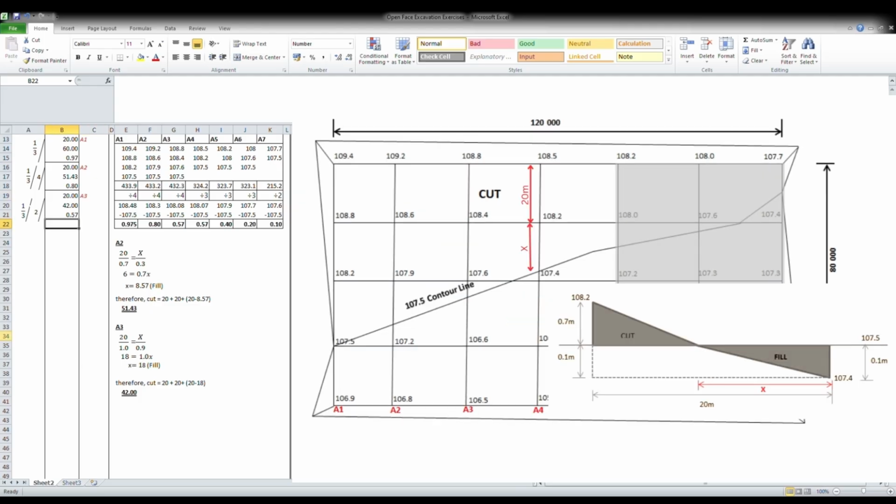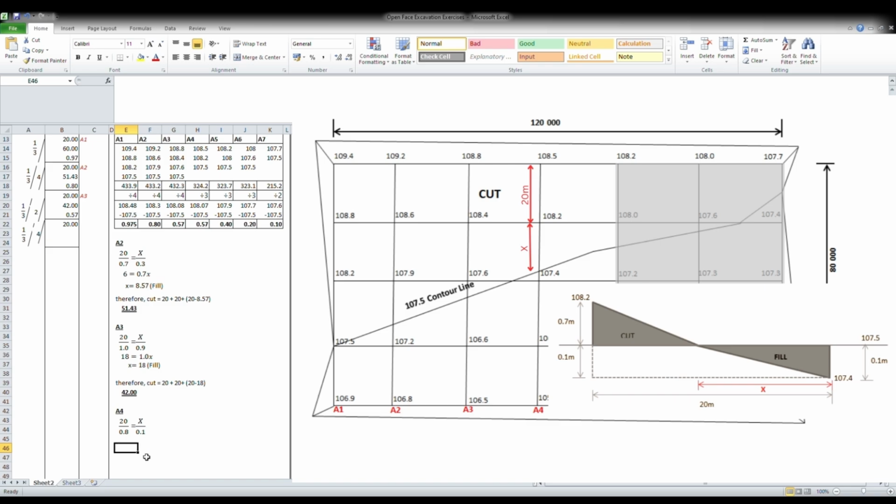Now moving on to A4, we know that dimension already, and because it's an even numbered section, A4, we're going to multiply it by 4 and by 1 over 3, so we're going to put those dimensions down already. Okay, so for A4, we have 108.2 minus 107.5, which gives us 0.7 meters, and then 107.5 minus 107.4 gives us 0.1 meters. So for our large triangle, we will have 20 meters divided by 0.8 meters, and then for the small triangle, we will have x divided by 0.1 meters.